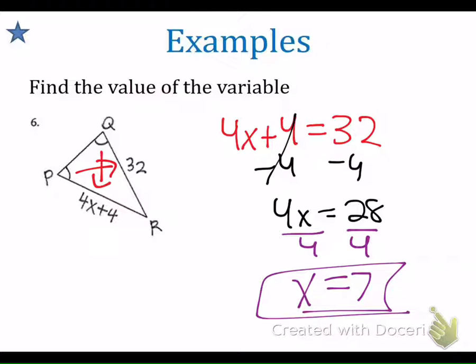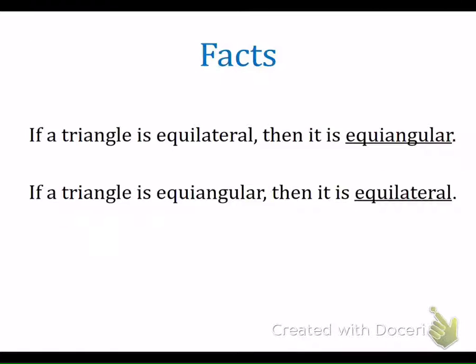Raise your hand if you have any questions. So here are some facts. If a triangle is equilateral, what does it mean to be equilateral? All the sides are the same. If all the sides are the same, all the angles are also the same. Once again, this one works in reverse. So if you know that all the angles are the same, you also know that all the sides are the same.